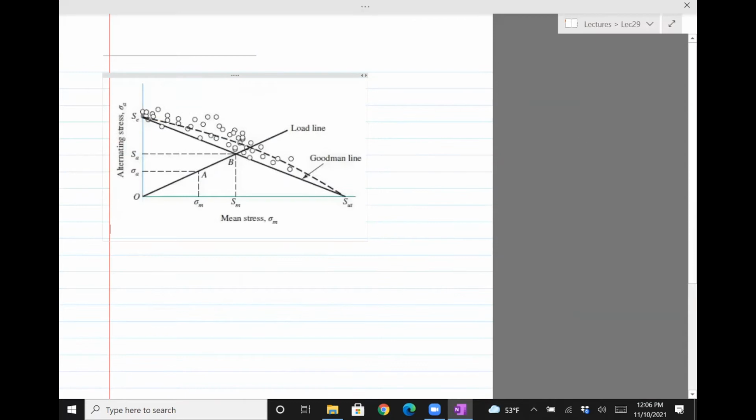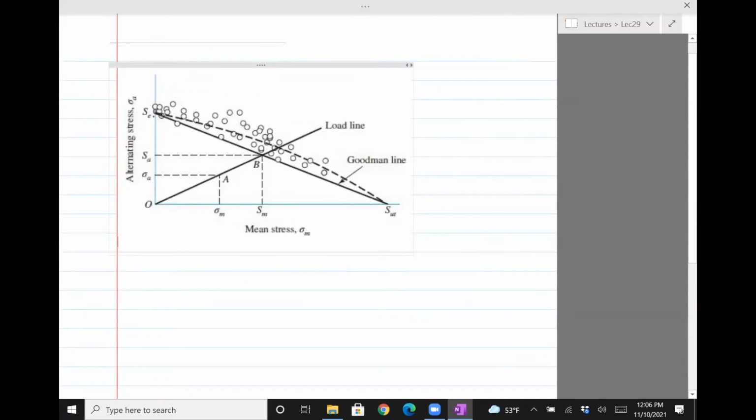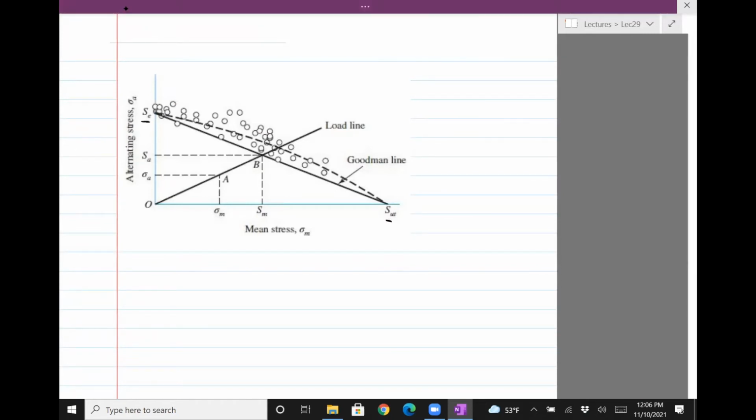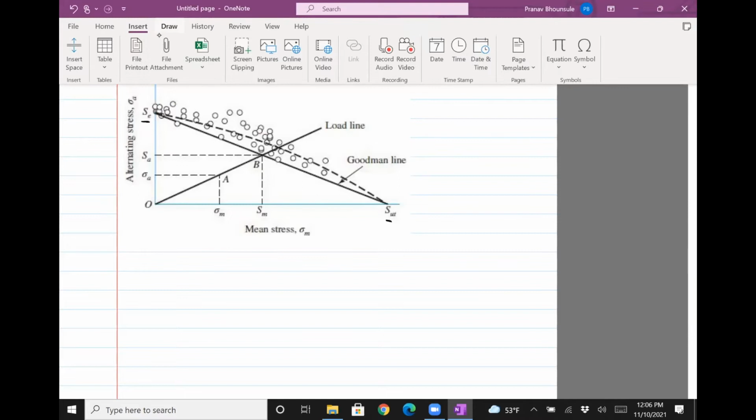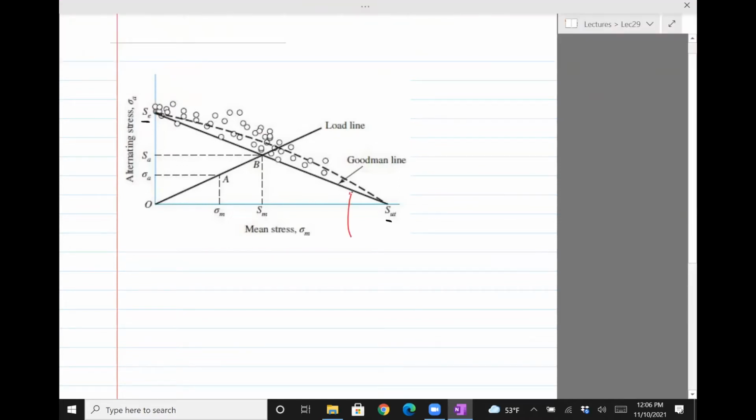Yes, that's the line I want. So this is just showing the asymptote line, SC, SUT. And what we have done here is, let me just mark that up. So this corresponds to n going to infinity. That's the Goodman line I talked about last time.